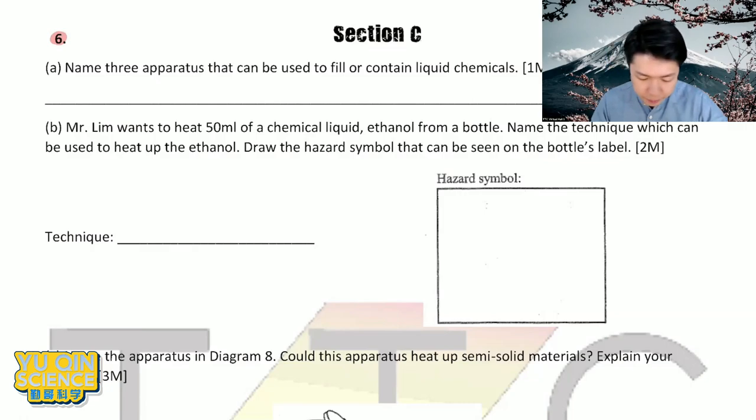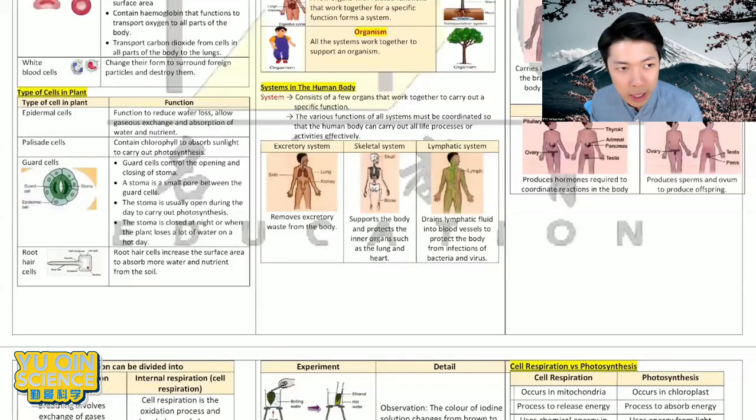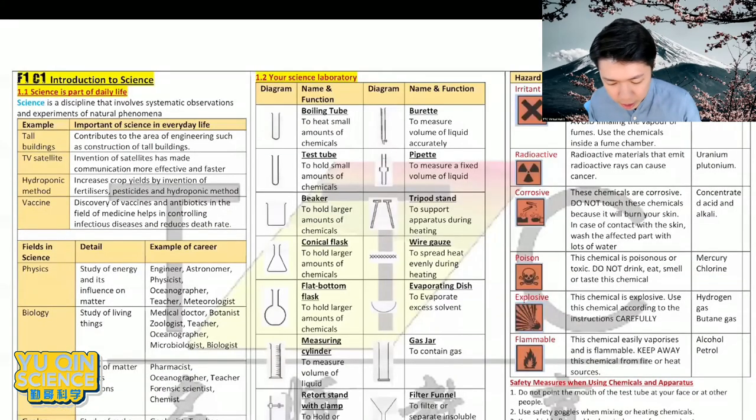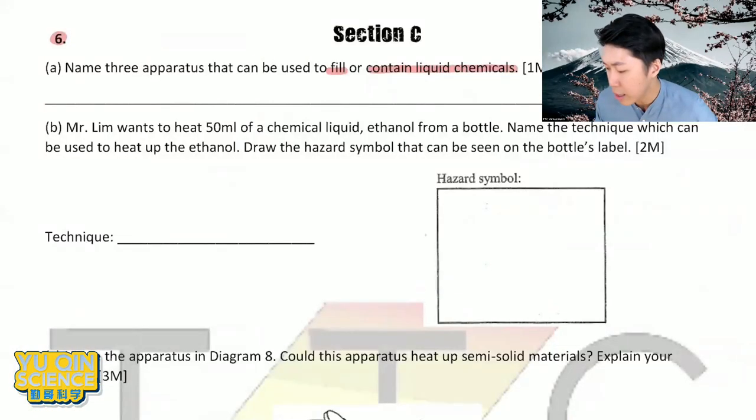Okay, all right, line three apparatus that can be used to fill or contain liquid chemical. Ladies and gentlemen, look out for your chapter 1, the first page, any instrument or apparatus used to contain chemical. Look for it right now. Any relatable one, as long as it contains chemical or liquid. Page number 1, everything here.